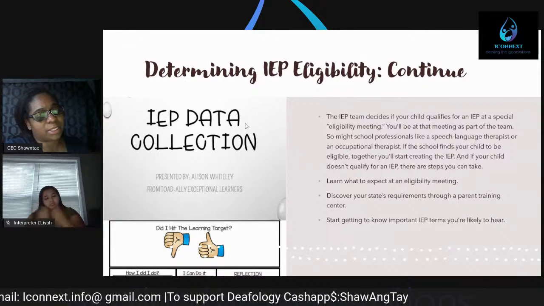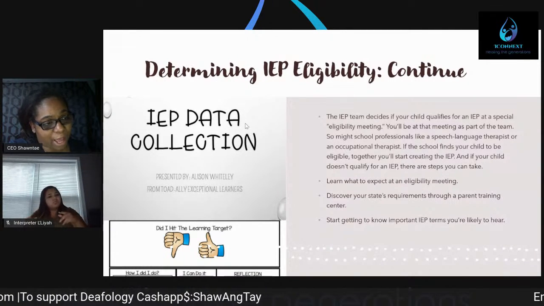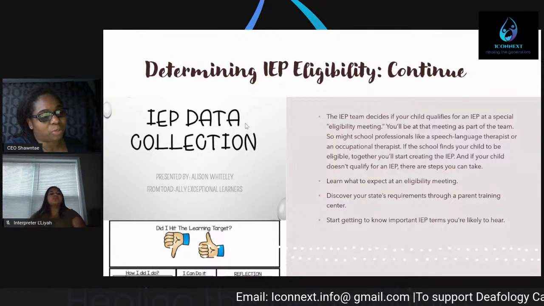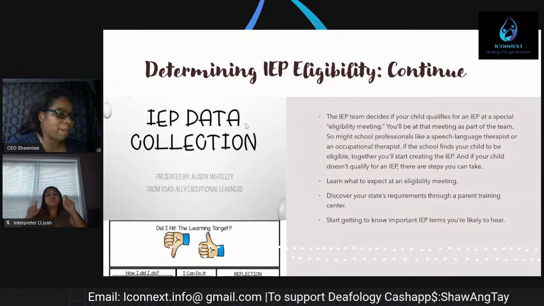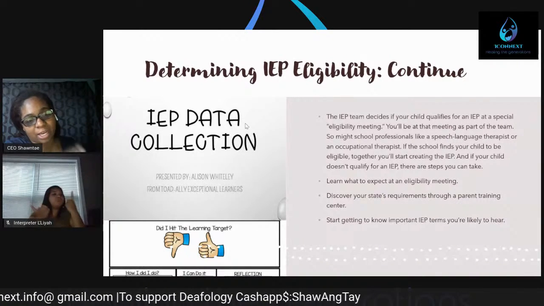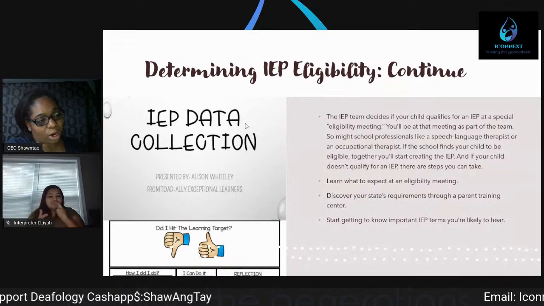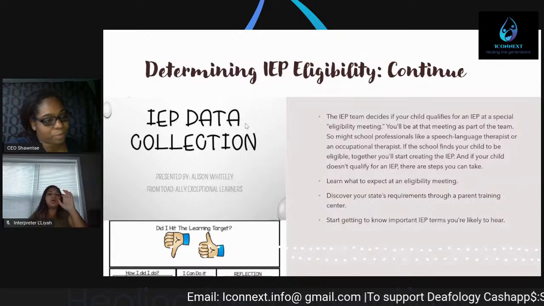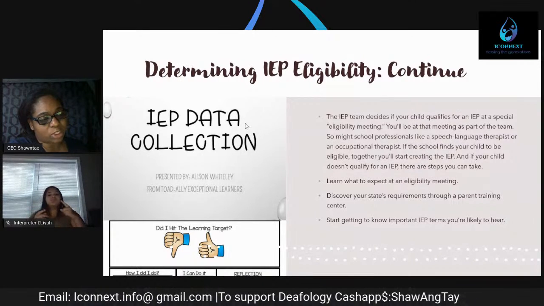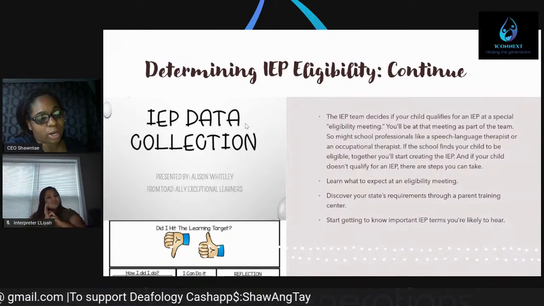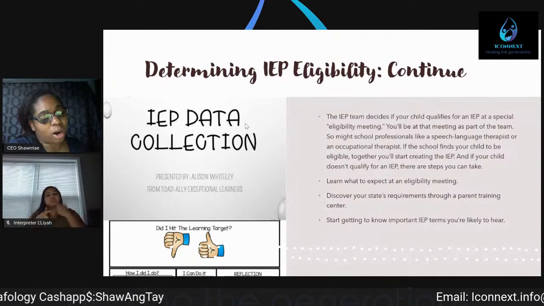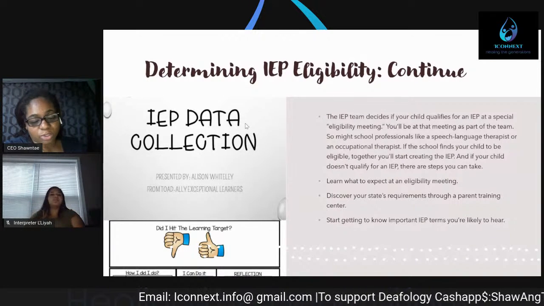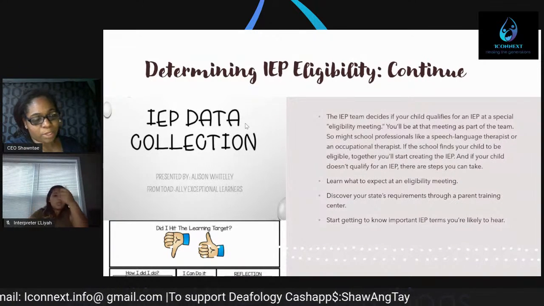The IEP team decides if your child is qualified for an IEP at a special eligibility meeting. So that's when everybody gets together. They talk about the data that they've collected, and then they learn what to expect out of the eligibility meeting. They discover your state's requirements through parent training and centers, and then start getting to know important IEP terms you're likely to hear. So the other ones are basically tips for you parents.